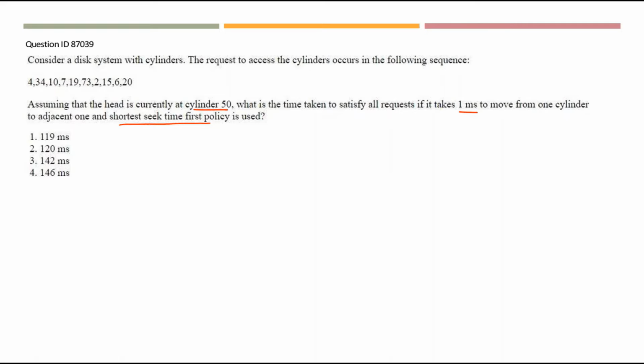So let's place the sequence in ascending order. Head is at 50. It can either move to 34 or to 73. We have to calculate the shortest seek time. So 73 minus 50 will give 23 and 50 minus 34 will give 16. So we are going with 34.